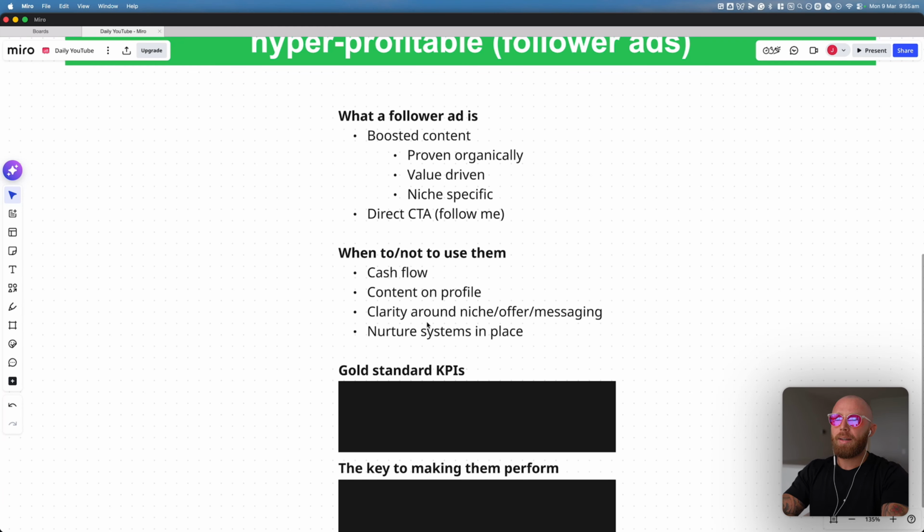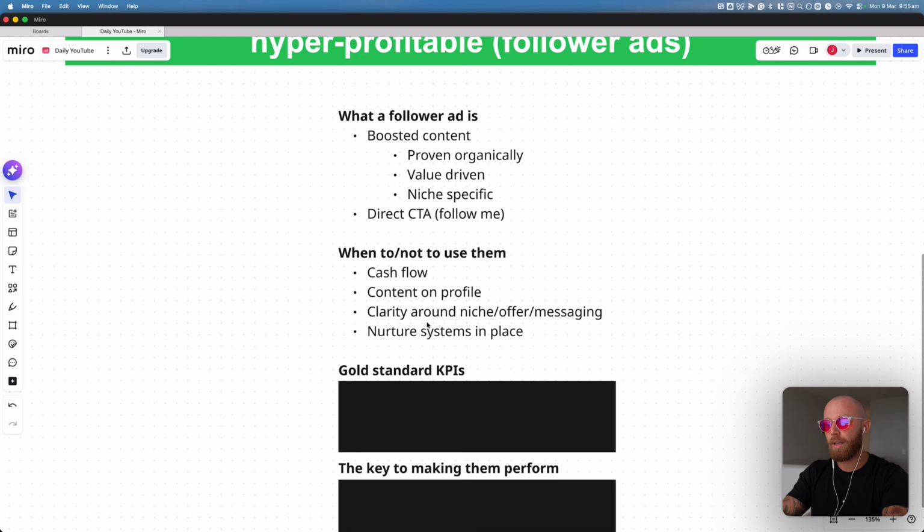The next thing to consider here is that if the content on your profile is not aligned with who you're trying to attract, then these ads are not going to perform very well whatsoever. It's really, really important that you have good quality content on your profile that is aligned with the person you are trying to attract. You could call this your ICP, your niche, however you want to describe that target person. If the content isn't aligned, the ads are not going to work.